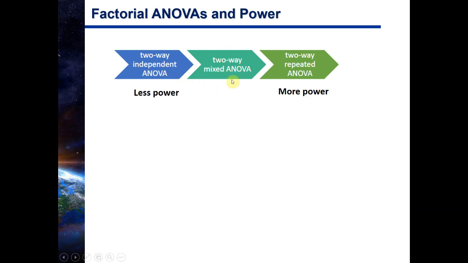Now the two-way mixed is in between, because you have one factor that's within, so you can remove individual differences from that error term, but the other factor is between subjects. So you're going to have a low error term for the within subjects factor and a higher error term for the between subjects factor. That puts you right smack dab in the middle, okay? So it's kind of like, it's in between.